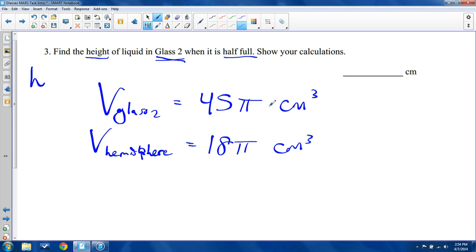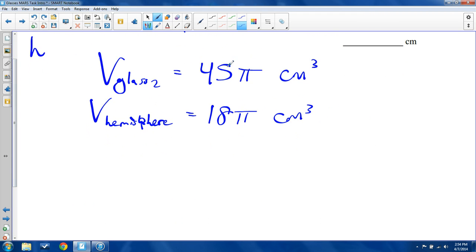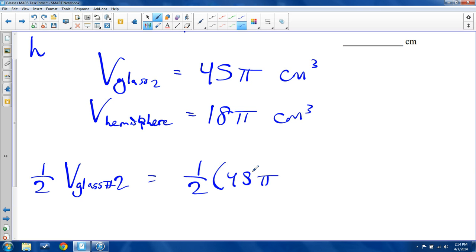Okay, in order to find out what half of that is, you take half of this number right here, 45 pi. So I'm going to find half the volume of glass number 2, which is 1/2 of 45 pi. It's a 5, by the way. 1/2 of 45 pi is 45 divided by 2, 22.5 pi cubic centimeters. So I want to find out the height of this glass when I have a volume of 22.5 pi cubic centimeters.